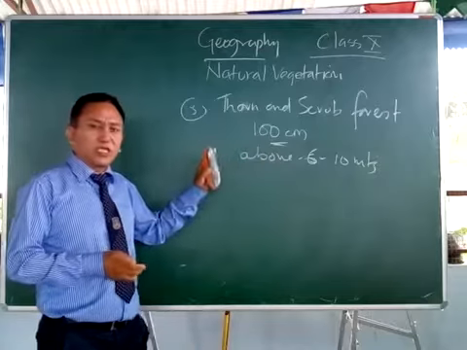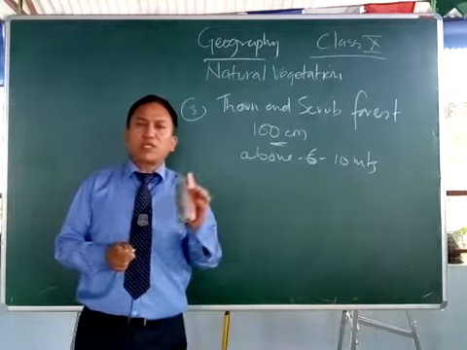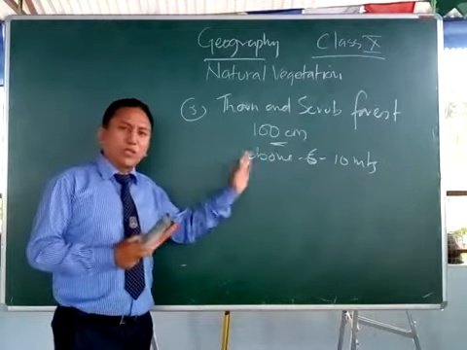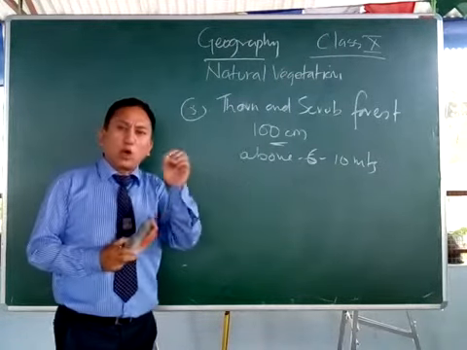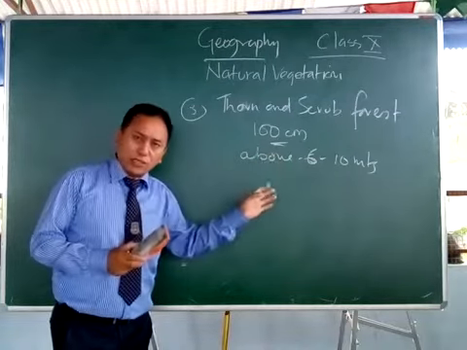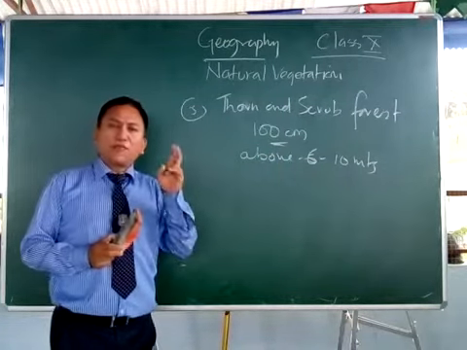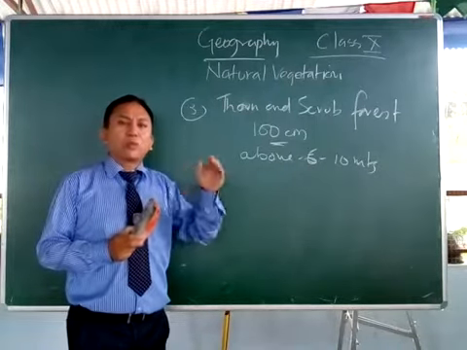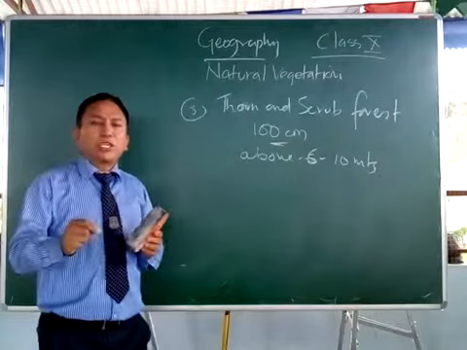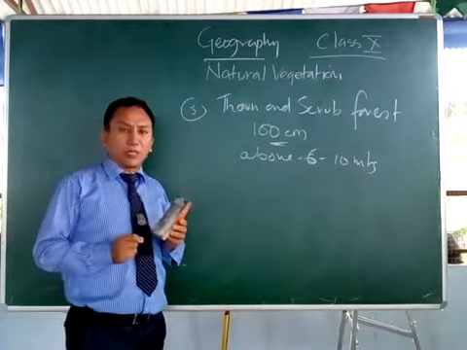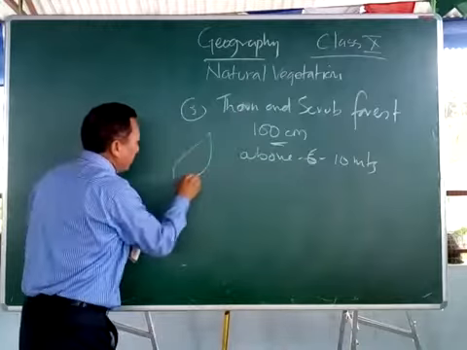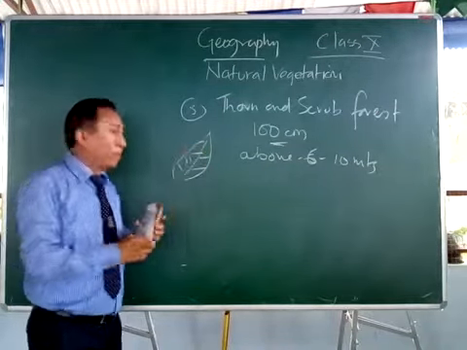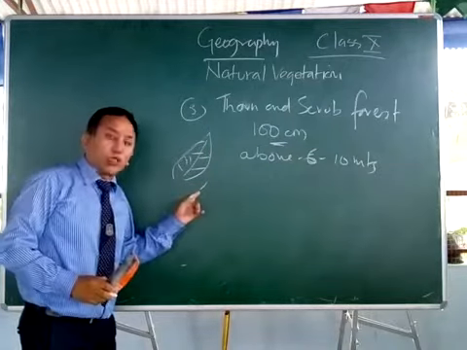Another important characteristic of this type of vegetation is that they have thorns instead of leaves. Now why do these plants have thorns? Why do they have thorny bushes? The reason is, firstly, so that it can reduce the amount of water being lost from the plant. It reduces the process called transpiration. If there's a leaf, more water will be lost from this leaf. But if you have a thorn, less water will be lost.